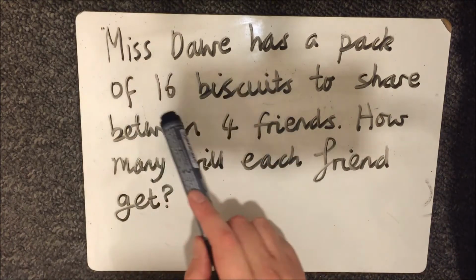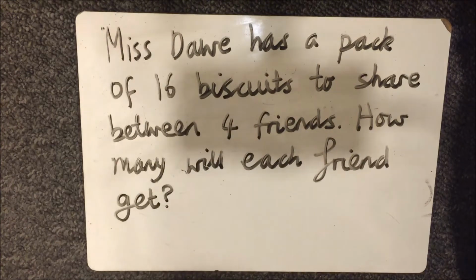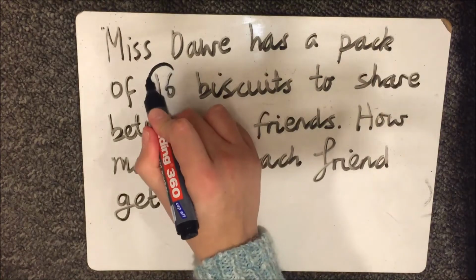So Miss Dawe has a pack of 16 biscuits to share between 4 friends. How many will each friend get? Like we did before, we're going to underline the most important bits of this word problem. Pause the video and have a think. What are the most important bits? That's right, that we know we've got 16 things to share.